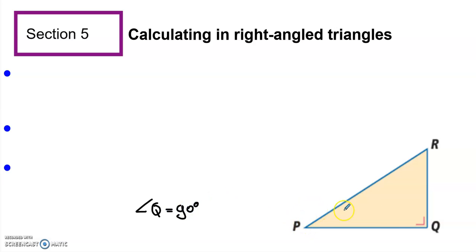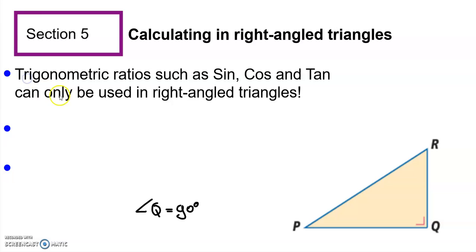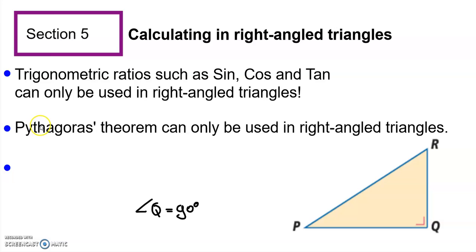So triangle PQR is a right-angled triangle, and that's a really important one in this chapter because trigonometric ratios such as sine, cosine and tangent can only be used in right-angled triangles. The same goes for Pythagoras' theorem. This also can be used only in right-angled triangles, so be aware of that.